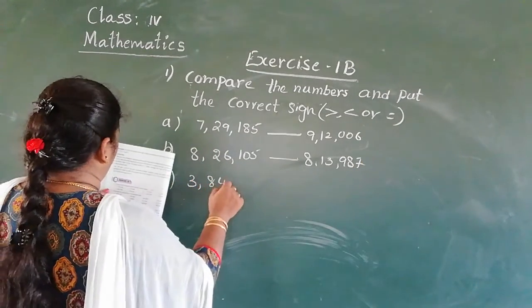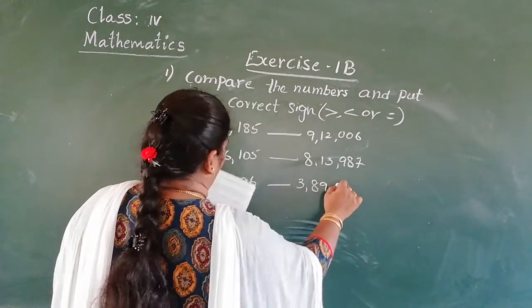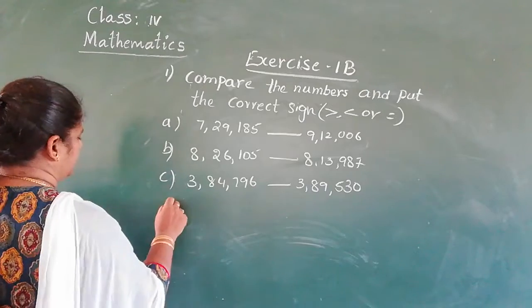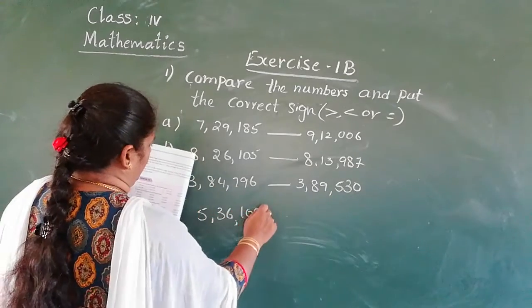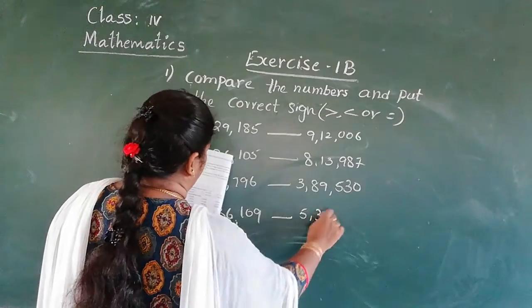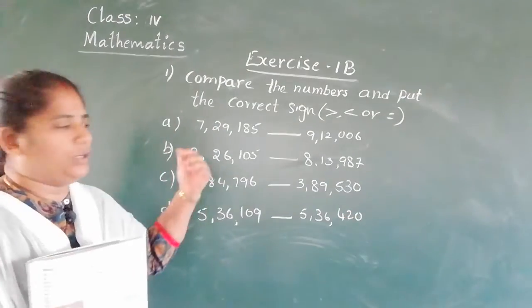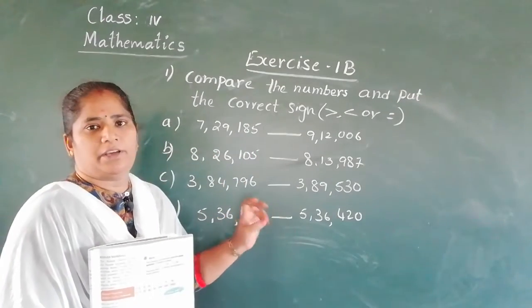Three lakhs 84,796 and 3,89,530. Next, D: 5,36,109 and 5,36,420. See children, all of you note down these problems. I'll explain these three problems. You can do this problem on your own.